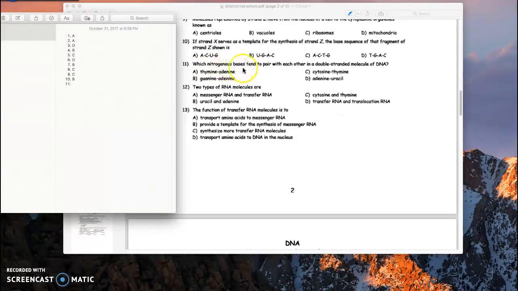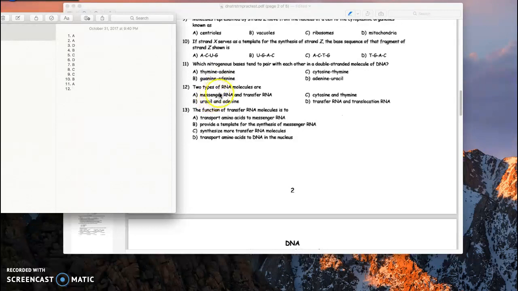Which nitrogenous bases tend to pair with each other in a double-stranded molecule of DNA? So this is asking you what pairs in DNA. Adenine and thymine. So A goes with T in DNA. If it was RNA, it would be D, but it is not. It's asking double-stranded DNA, so 11 must be A.